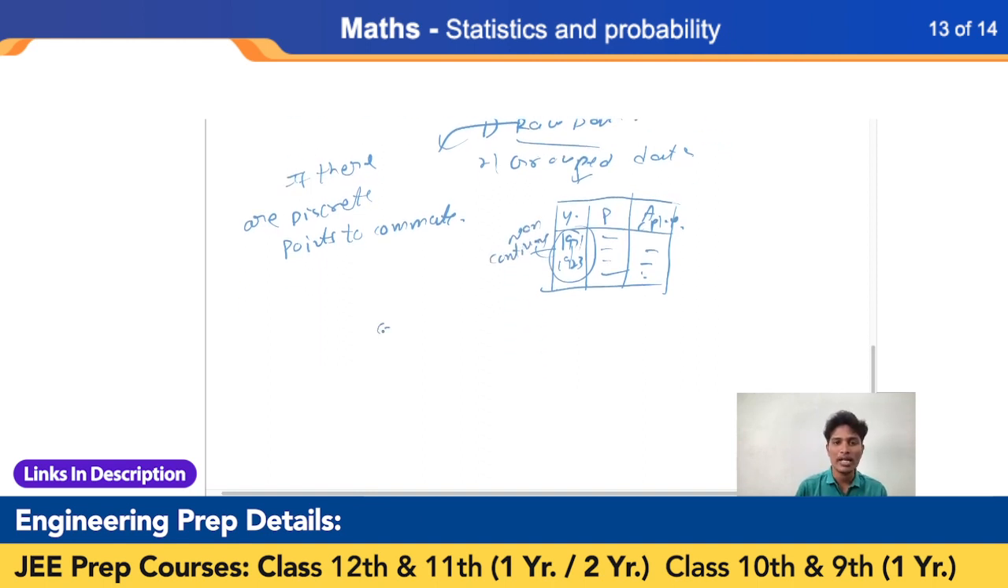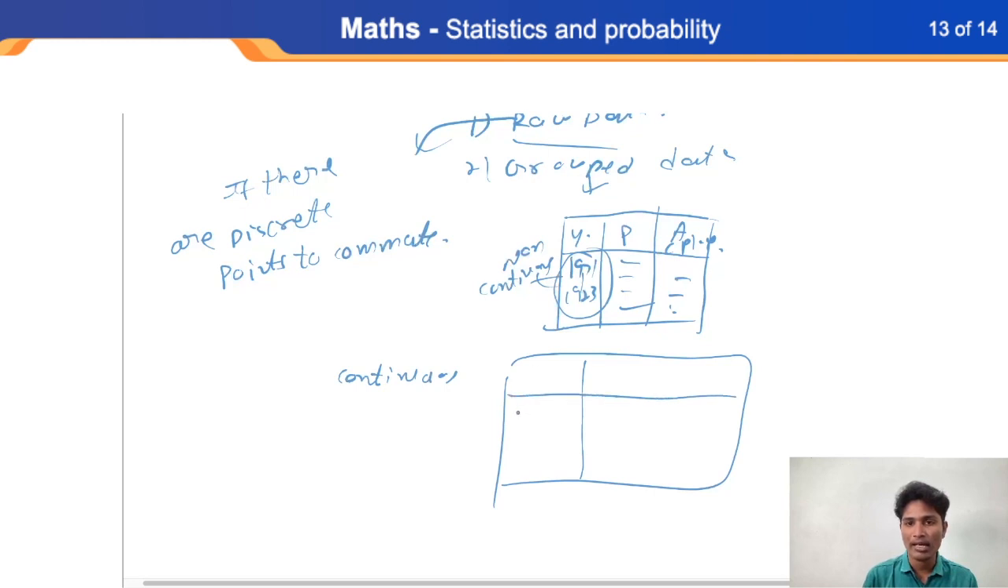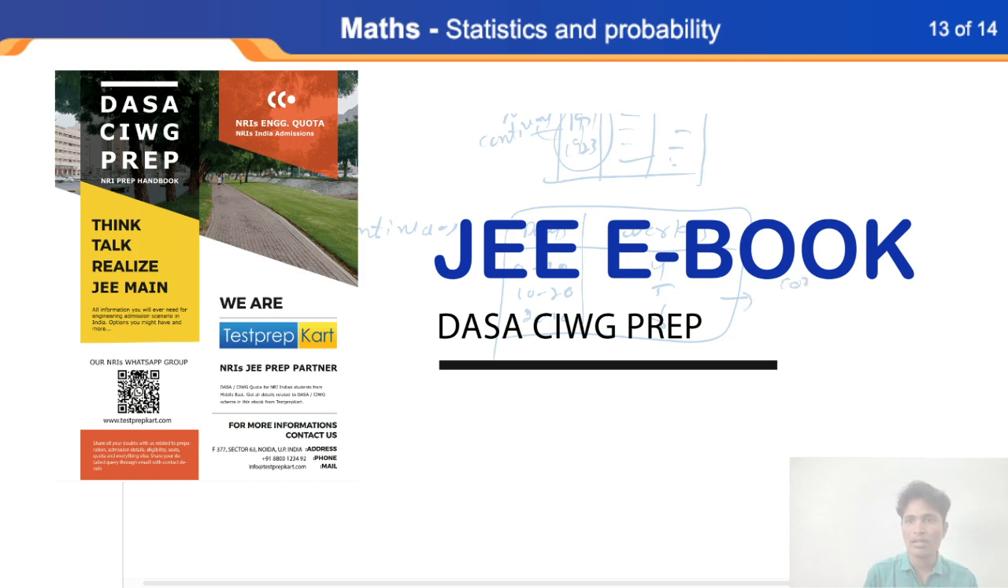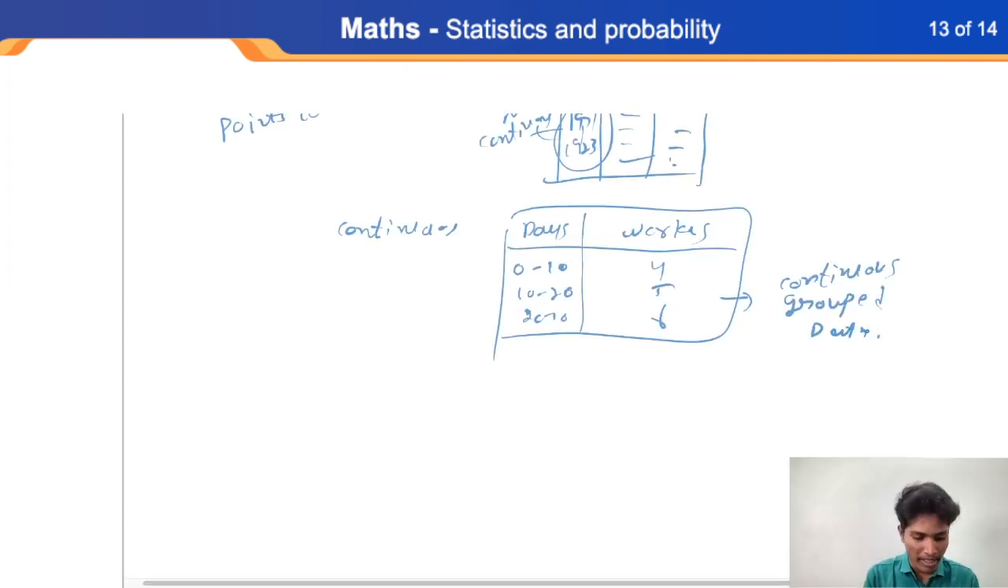And there is one data that is called continuous. If you observe continuous, suppose this is the table, and I am representing the intervals as 0 to 10, 10 to 20, 20 to 30, like this, and the values are 4, 5, 6. If I get these values, this is days and this is workers. This is called continuous grouped data. So these are all the types of data.